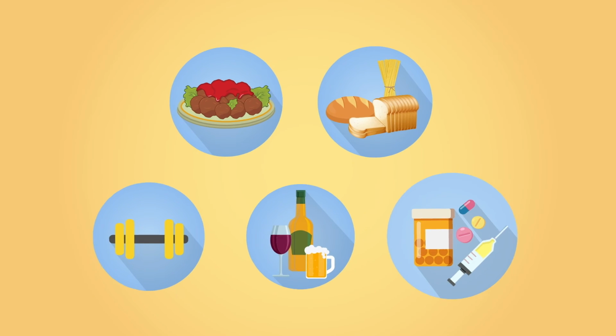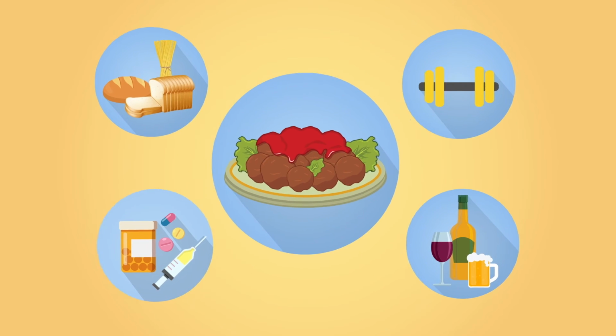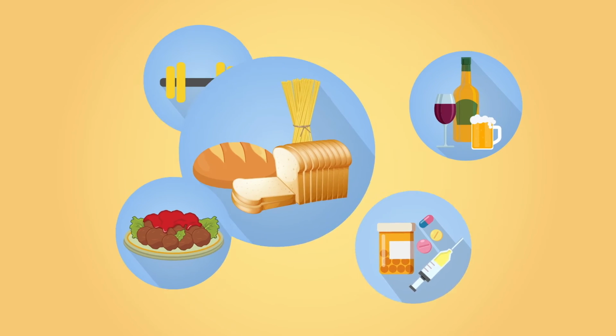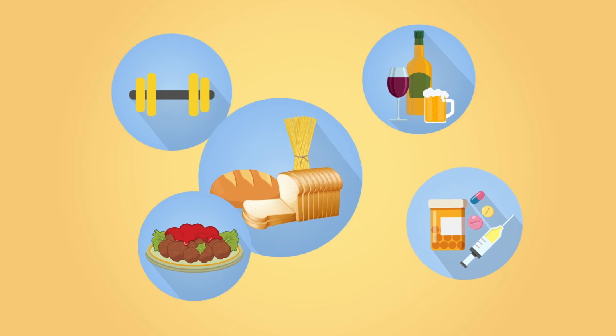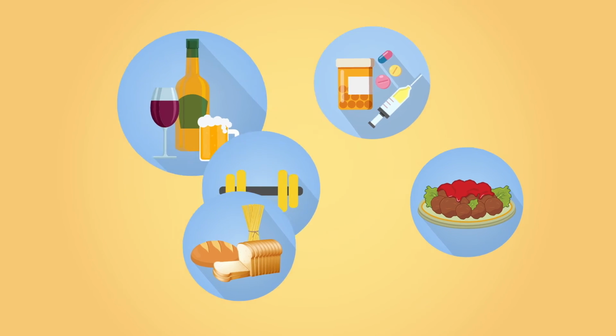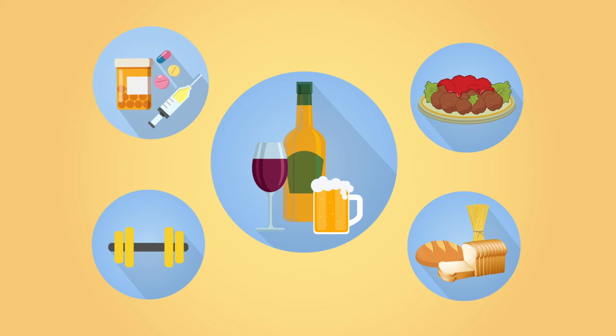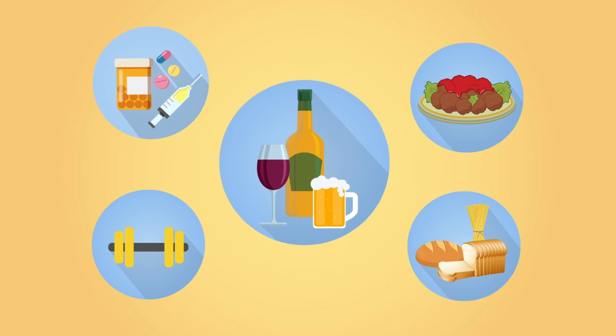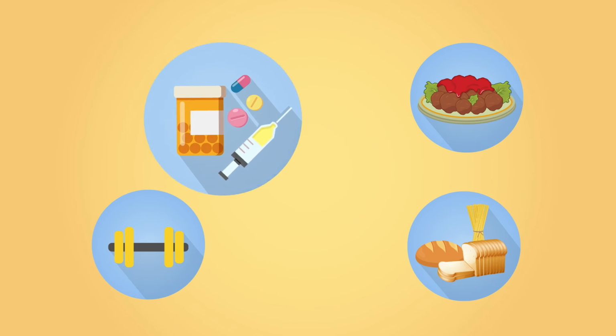A hypo can be caused by a number of things, such as delaying or missing a meal, not eating enough carbohydrate, unplanned physical activity or more strenuous exercise than usual, and drinking alcohol, where the risk of a hypo increases the more alcohol you drink. However, the most common cause of a hypo is medication.